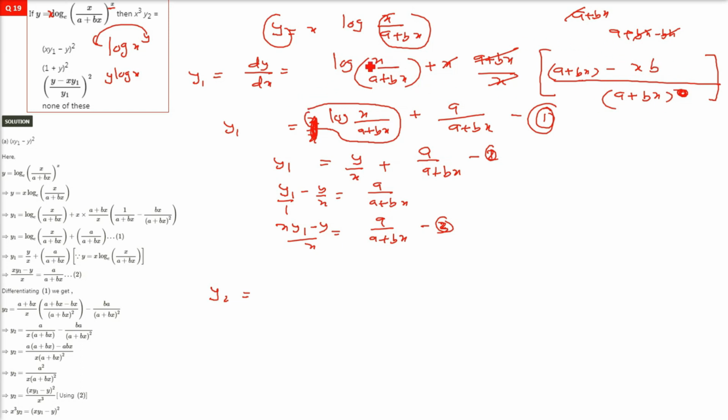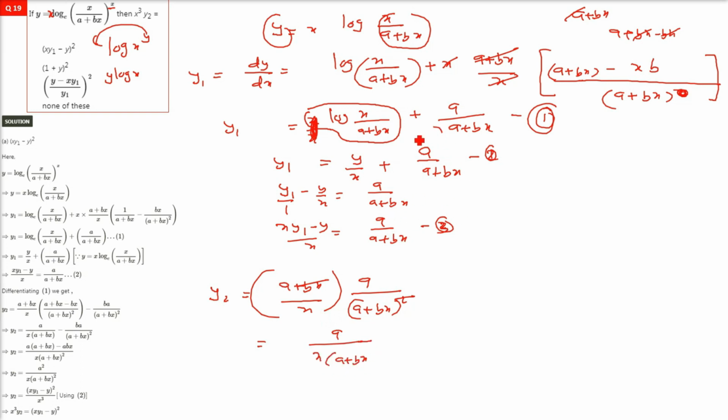So this differentiation we have already done, log x by a plus bx, if you remember, while we were doing the product rule for x into log x by a plus bx. Let us differentiate this y1, which is log x by a plus bx. It is going to be a plus bx by x, and in the numerator only a, and in the denominator we have a plus bx. Remember, a plus bx, so we can just cancel this out. And then we have a by x into a plus bx.